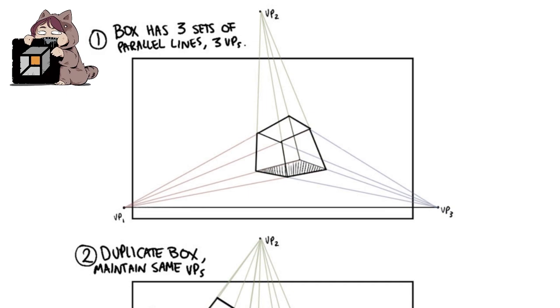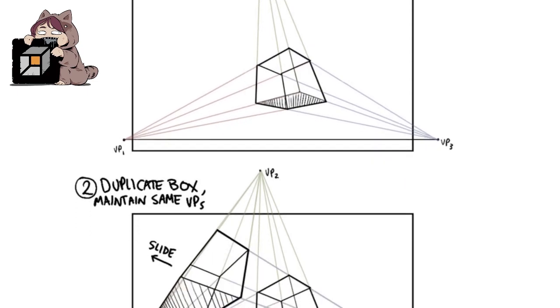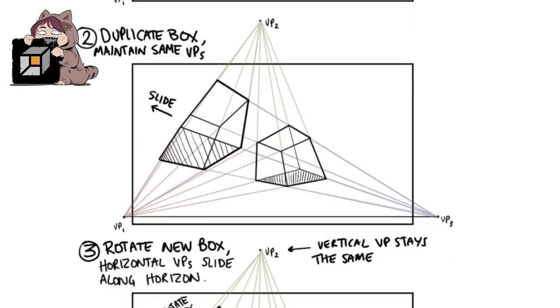So, in this first image right here, we have this box has 3 sets of parallel lines and therefore 3 vanishing points. And you can see where they all are. And then in the second image, we've duplicated the box and maintained the same vanishing points. So all we've done is slide it along the same parallels. I think that's right. So it still has all the same vanishing points.